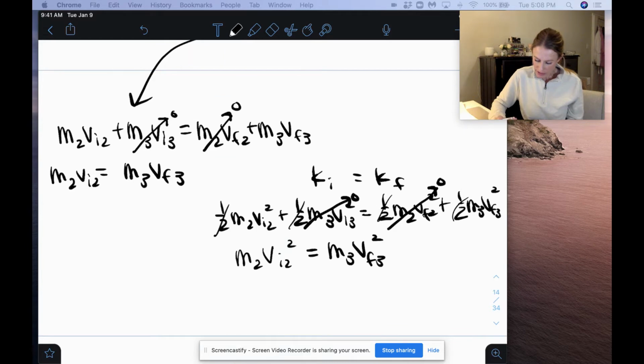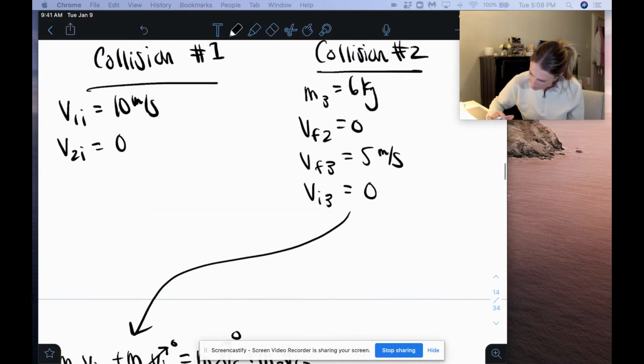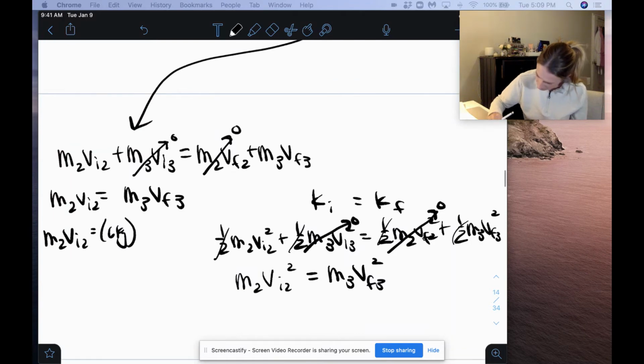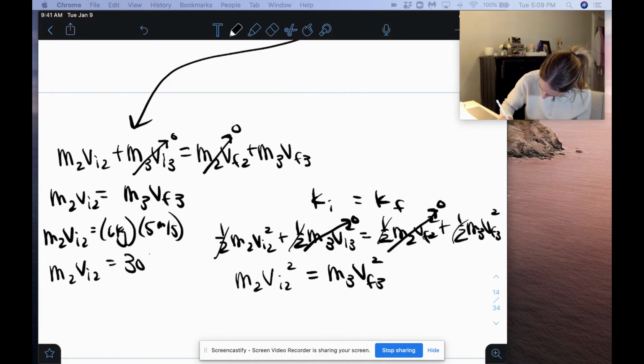So what we're going to do now is plug into the first equation, our conservation of momentum, mass 3 and V final 3. So what I get here is mass 2 V initial 2 equals mass 3, which was 6 kilograms, times V final 3, which was 5 meters per second. And so here I get mass 2 V initial 2 equals 30 kilograms times meters per second.